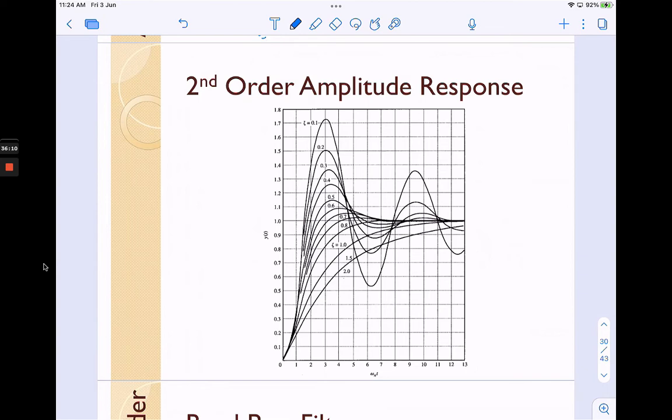Okay, so the response actually depends on the value of zeta. When we have a low value of zeta, we will have high oscillation, and we do not have oscillation in the case of zeta equal to 1 and greater. If zeta is close to 1, the oscillations become less and less. Let's say 0.8, 0.7, 0.6, and so on and so forth.